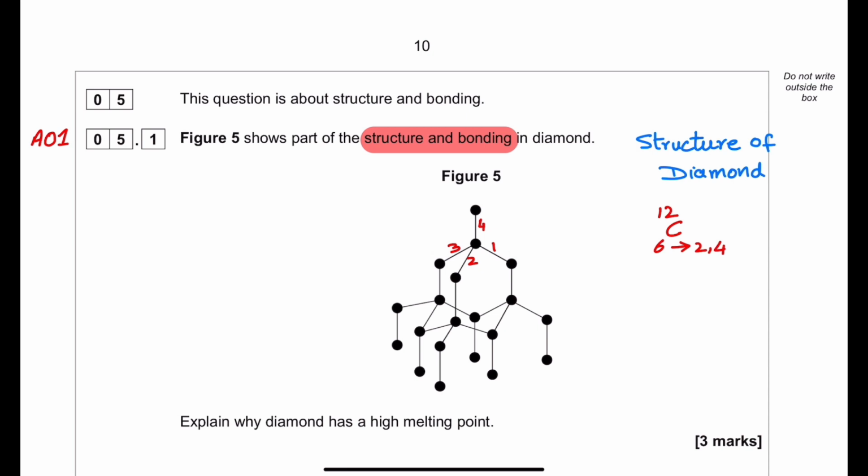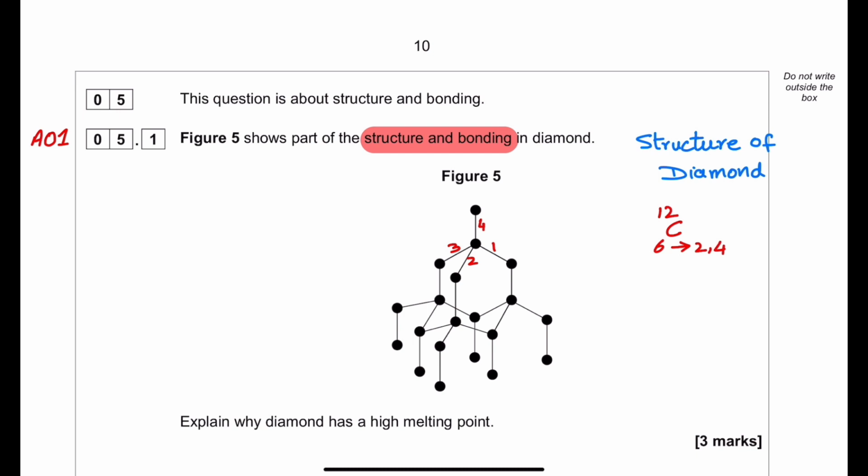The question is, explain why diamond has a high melting point. Students usually make the mistake of trying to give information about intermolecular forces. First of all, diamond doesn't have intermolecular forces, so don't try to write the words intermolecular force here. To explain why diamond has a high melting point, the student must include the answer about the covalent bond.